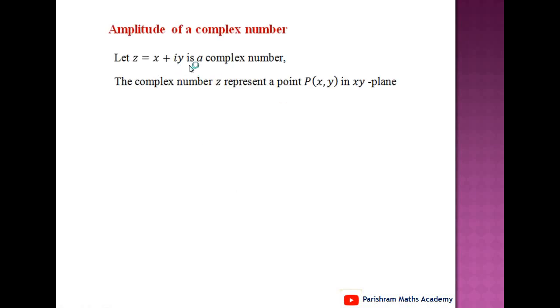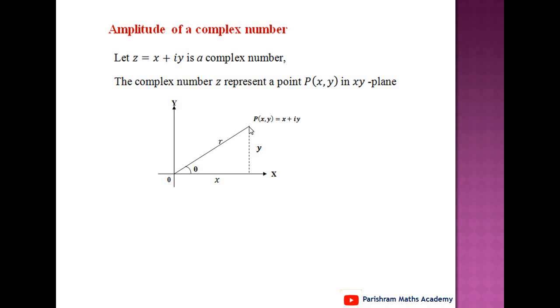Let z equal to x plus iy be a complex number. The complex number z represents a point P (x, y) in the xy plane. That is, a complex number represents a point. We can consider the figure of the plane coordinate system. This is the x-axis and y-axis. Here the x-axis is called the real axis and the y-axis is called the imaginary axis. The point P (x, y) represents the complex number x plus iy.